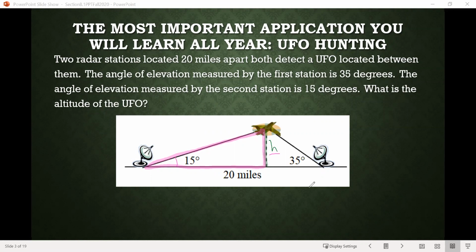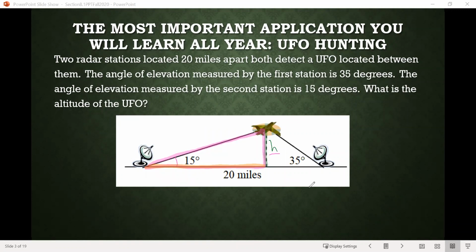And it might be really tempting to say, oh, the 20 miles here is the side adjacent to the 15 degrees in that triangle. But notice that's not true, right? Because the adjacent side of that 15-degree angle would be just this side here. But the 20 miles is the whole distance between the two stations, so that won't work for us.